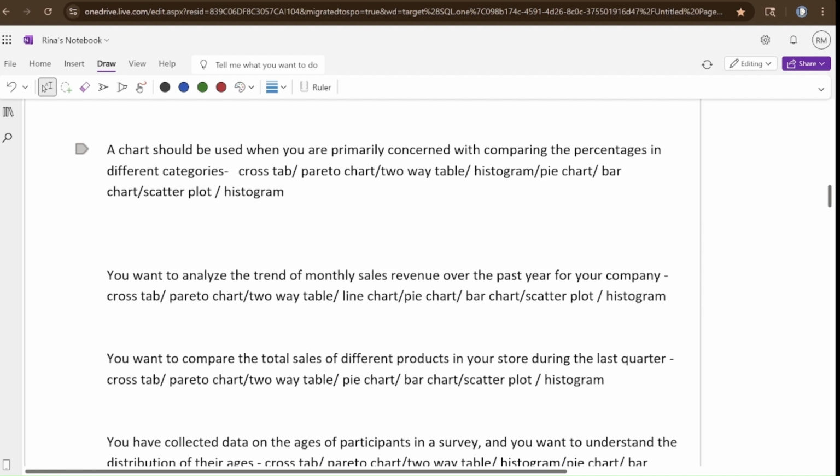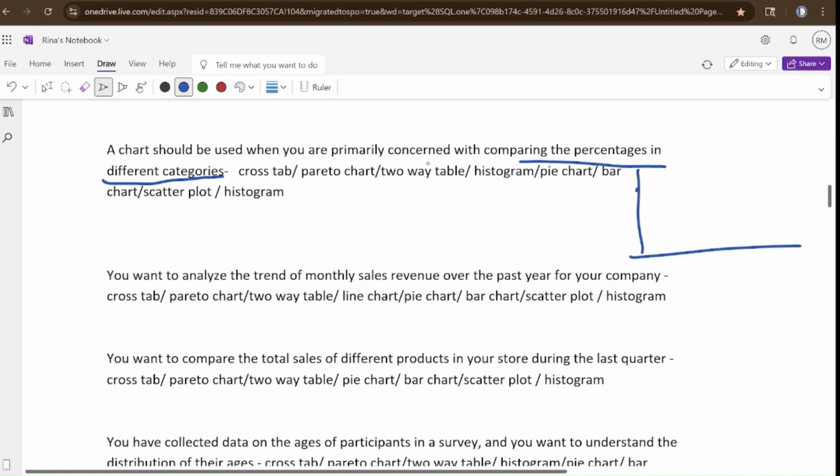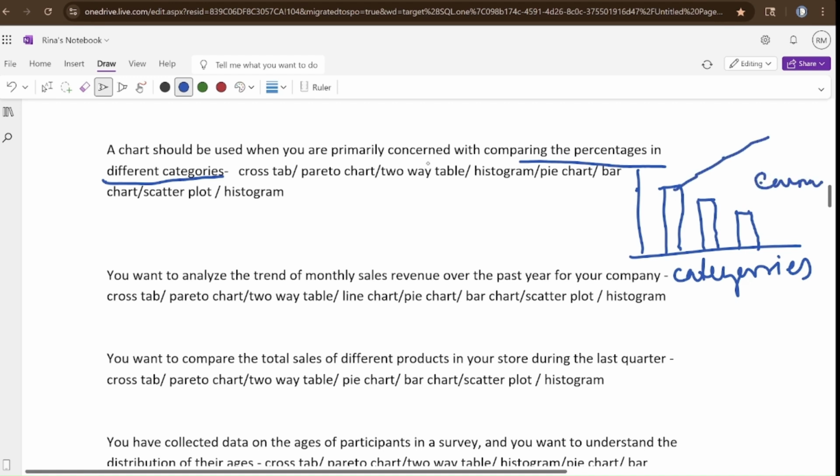A chart that should be used when you are primarily concerned with comparing the percentages in different categories. So you have to plot different categories and you have to compare their percentages. In last class, if you remember, I told you that in Pareto chart, we plot bars in descending manner, and after sorting the data, we plot them, and then we also draw a line for calculating cumulative percentage. So you have to compare the percentage of different categories. So the best one is Pareto chart.